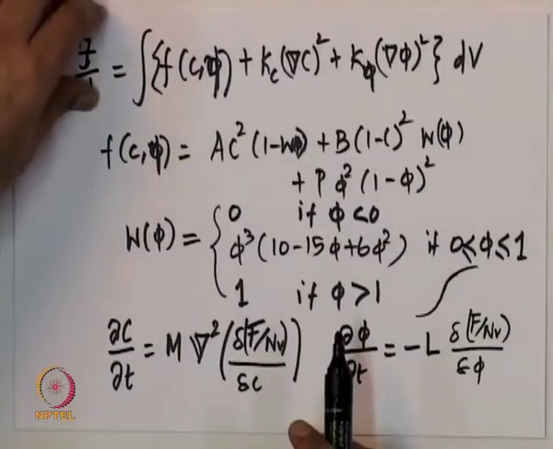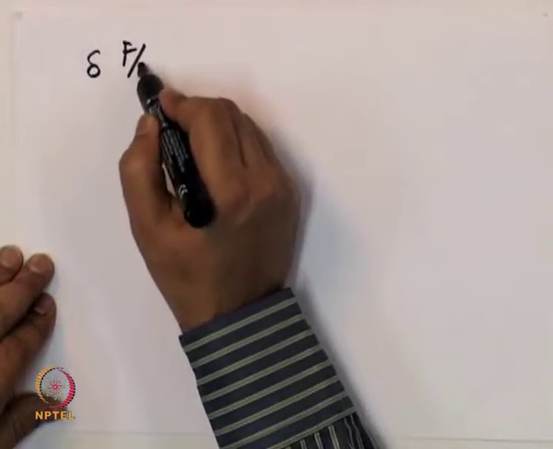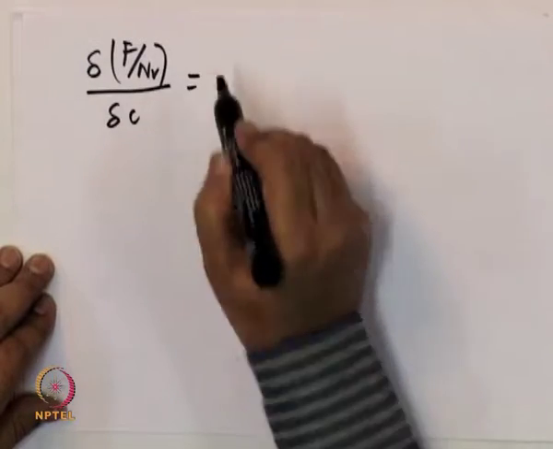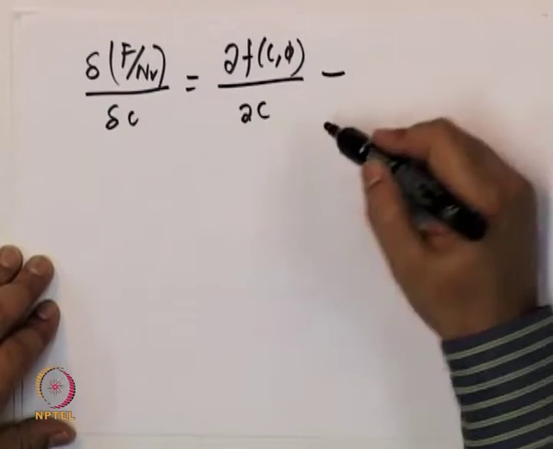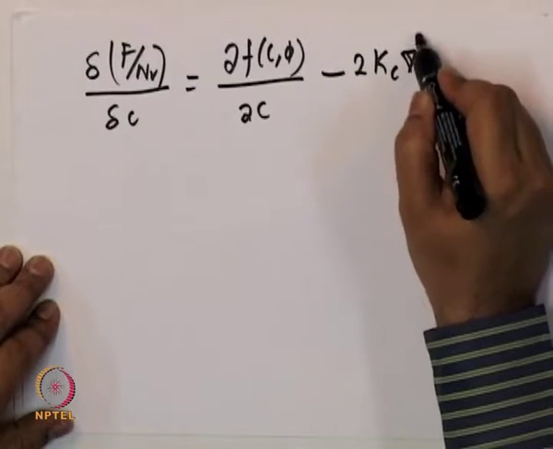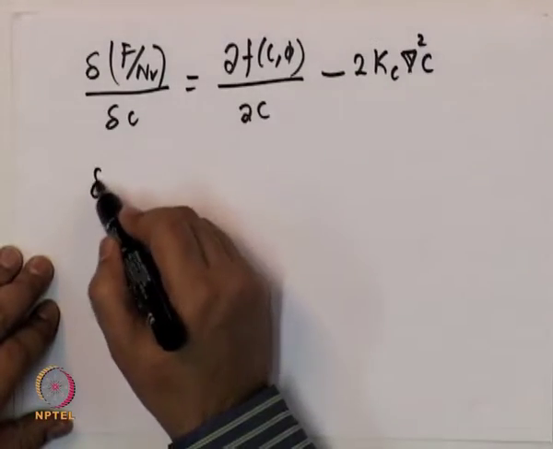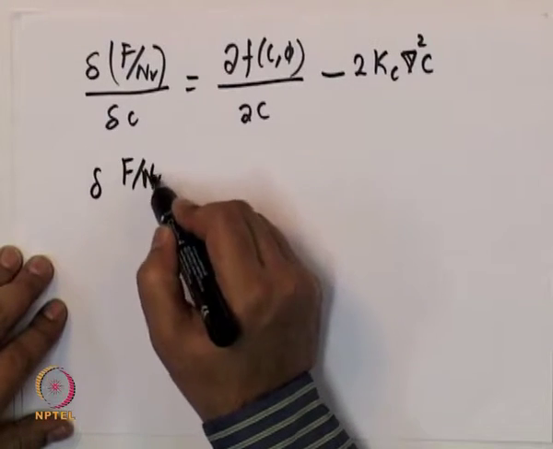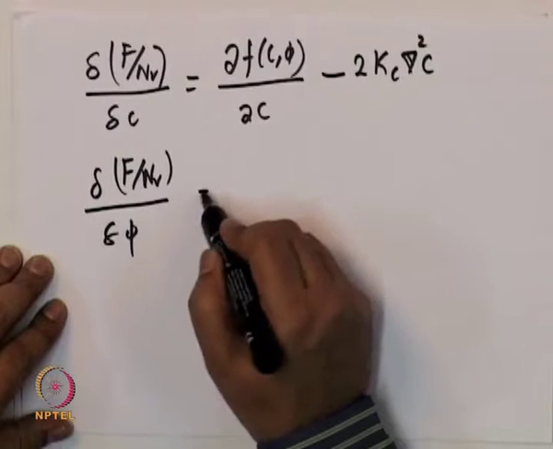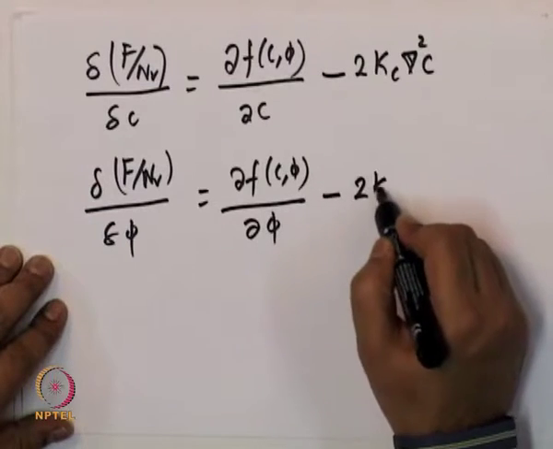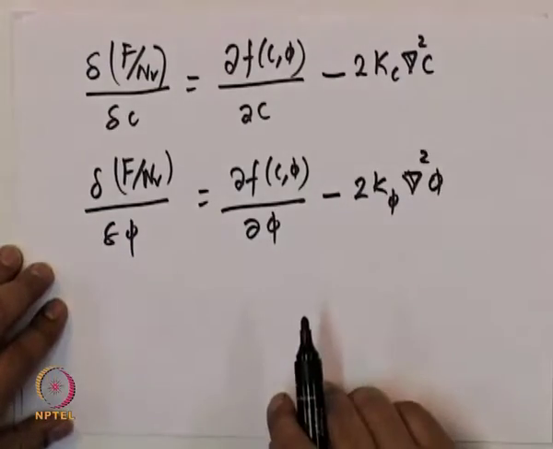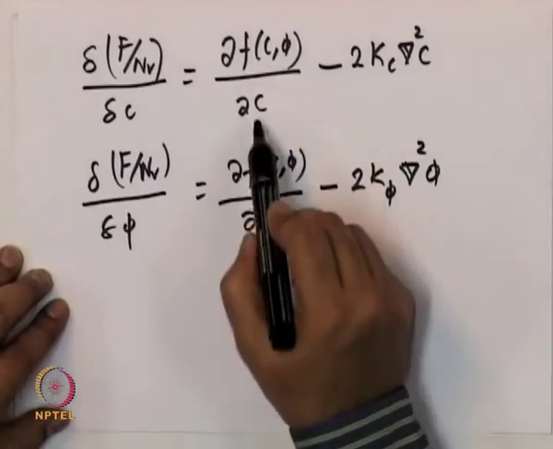Of course, what is del f by nv by del c? So let us also write it down. del f by nv by del c is nothing but dou f of c comma phi divided by dou c minus 2 kappa c del squared c, and similarly del f by nv by del phi is nothing but dou f of c comma phi divided by dou phi minus 2 kappa phi del square phi. Okay, so we need to calculate these two quantities.